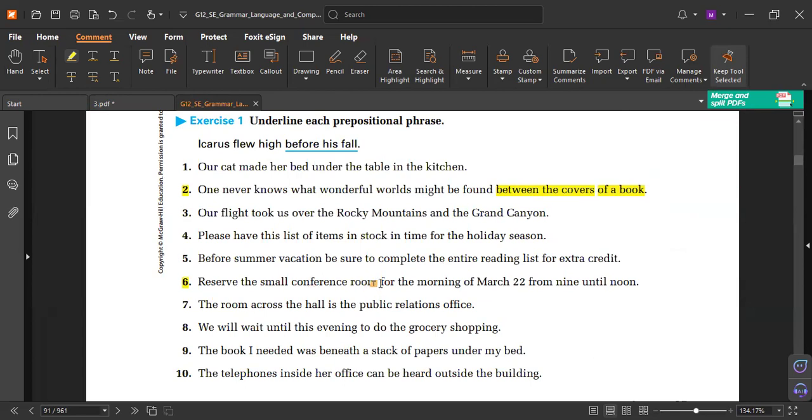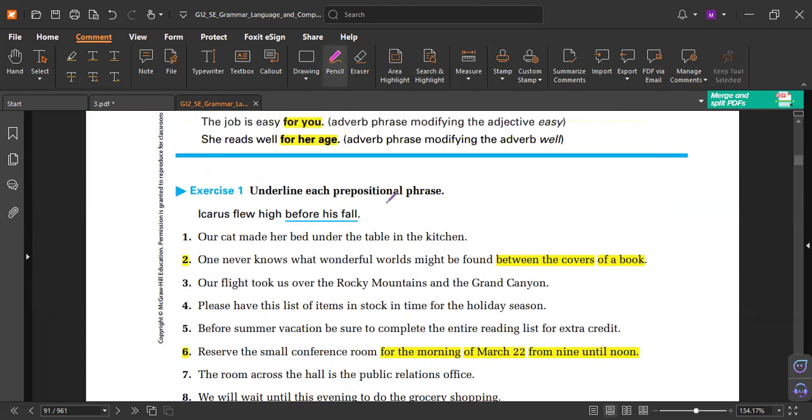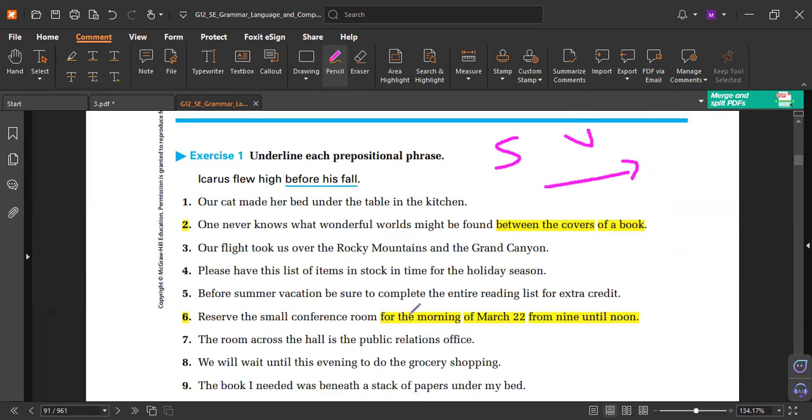For the morning of March 22. Wait, this is 1. This is the 2nd. This is the 3rd. We have 3. To find, as I told you, remember this is very, very important, the subject and the verb easily and quickly, delete all the phrases. So after deleting all the phrases, I can find it easily.